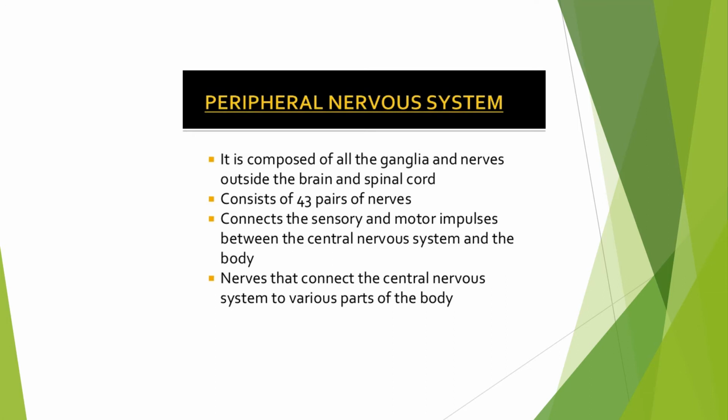Now the peripheral nervous system. It is composed of all the ganglia and nerves outside the brain and spinal cord. The peripheral nervous system consists of 43 pairs of nerves. This system connects the sensory and motor impulses between the central nervous system and the body. Basically, the peripheral nerves are the nerves which carry impulses from the brain to the organ or from the organ to the brain. Nerves that connect the central nervous system to various parts of the body are present in the peripheral nervous system.